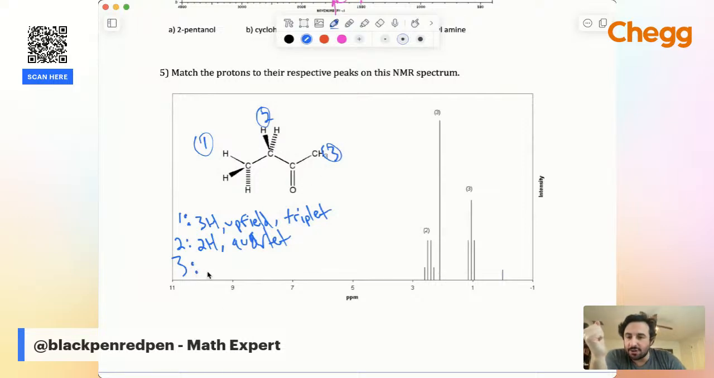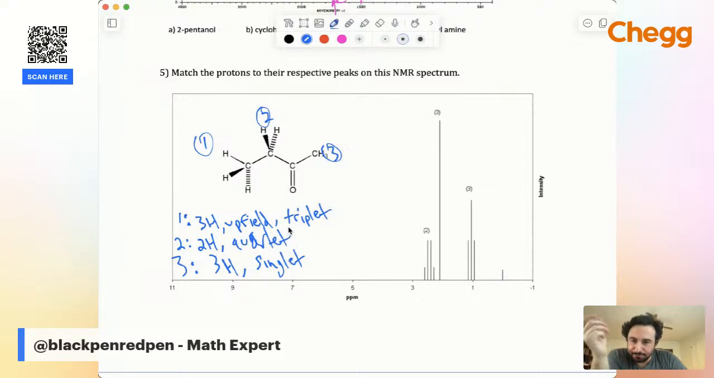This one is going to be integrated to 3. And again, we said we're maybe not even going to worry about predicting chemical shift because we aren't immediately sure which one is going to be more downfield. And then we know that this is going to be a singlet, because there are no neighboring protons. If we go next door to this carbon, it does not bear any hydrogen atoms. There are no protons next door, so n is 0. 0 + 1 is 1, so it'll remain 1 peak, a singlet.